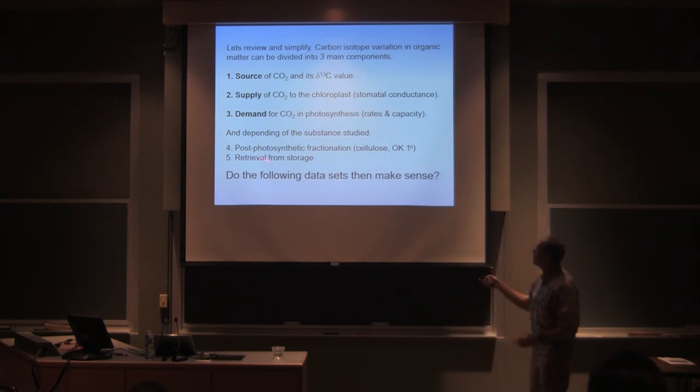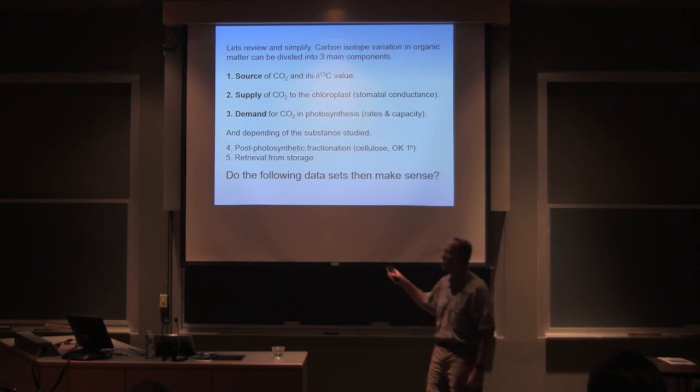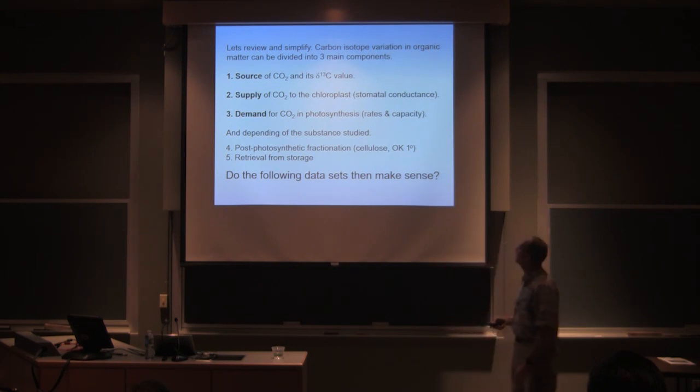So there's other things. There's post-photosynthetic fractionation potentially, but cellulose is a primary metabolite, and there's very little post-photosynthetic fractionation at that point. Or you can talk about retrieval from storage. I'm going to delay that. We'll talk about where that might be interesting a little later when we talk about subdivisions. So having those basic things in mind, do these data sets make sense to you?